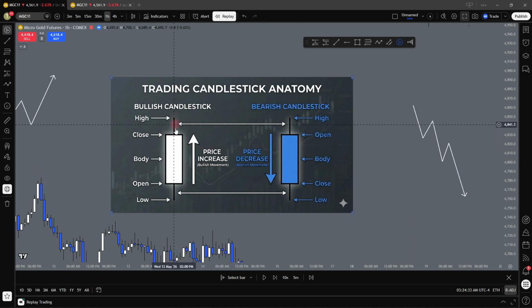Now, what are these black lines here? These black lines are called wicks. This is where price once reached but couldn't maintain, right? So that means at one point this bullish candle was way up here and it came back down and closed up here. If this bullish candle closed up here, there would be no top wick, but instead it came up here and it came back down, leaving this wick.